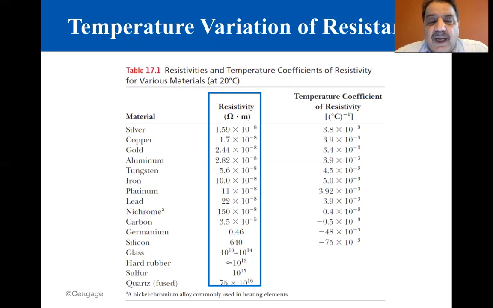They've got the blue column highlighted, but the column that should be highlighted in this slide is the temperature coefficient of resistivity. And you can see the negatives are carbon, germanium, and silicon.